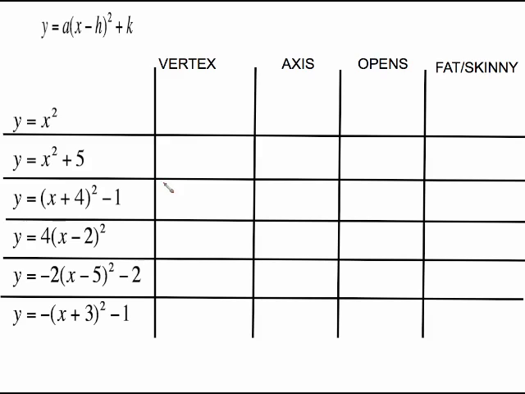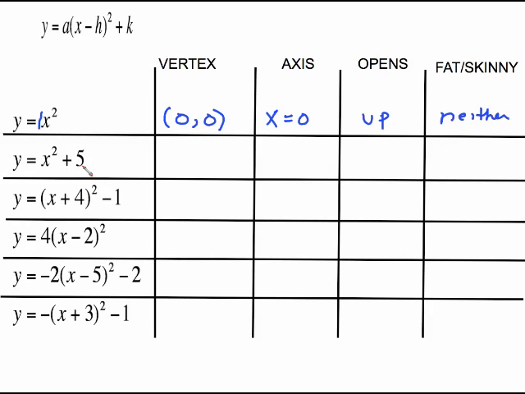So let's take a look at a chart where we can just name some things before we actually graph. Y equals x squared. There are no parentheses, so the first part of the vertex has to be 0. There's nothing after the squared, so the second part has to be 0. Axis of symmetry is automatically x equals 0. Because this is a positive x squared, it opens up. And as far as fat or skinny on this one, this is just our standard 1x squared, so it's neither fat nor skinny. This is just your regular parabola.